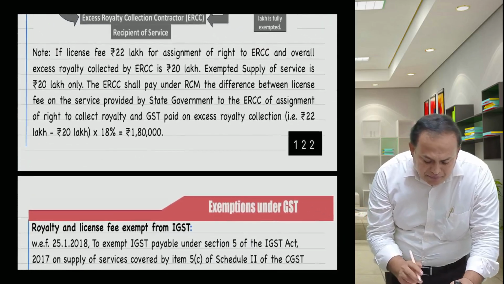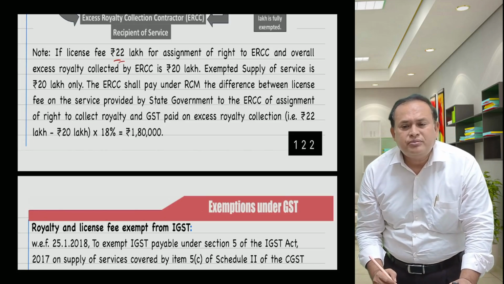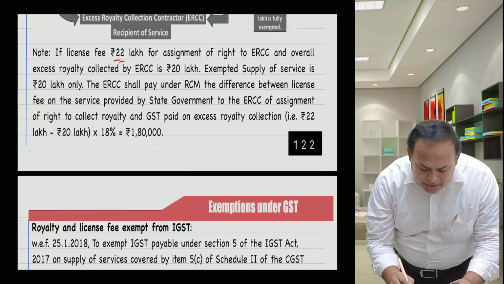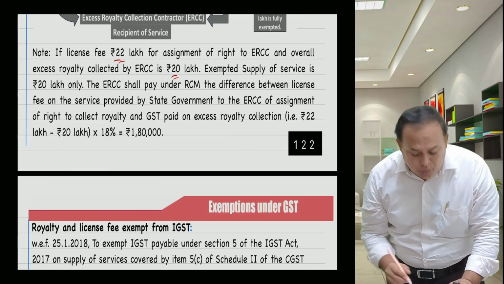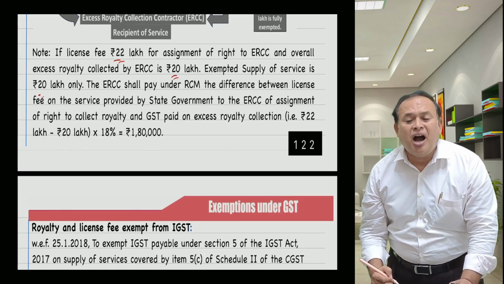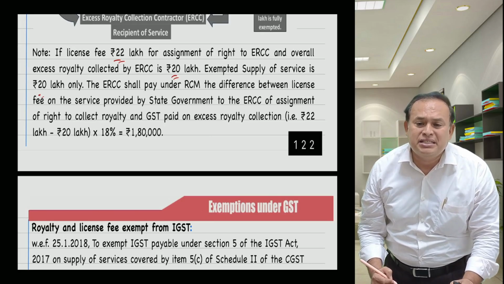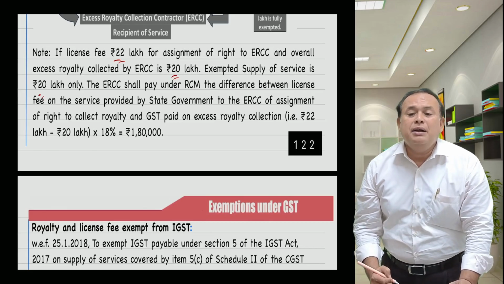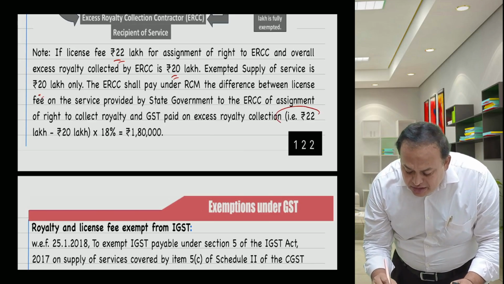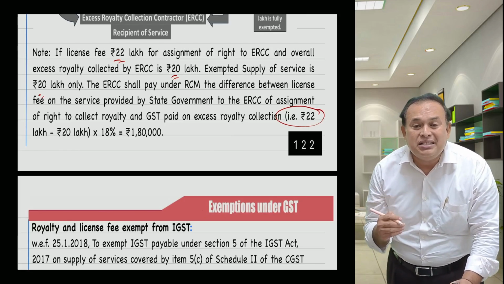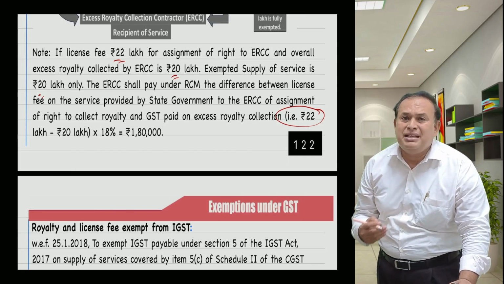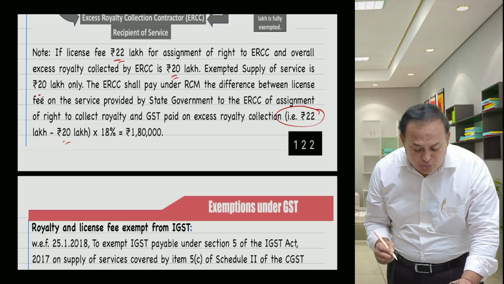Suppose the license fee is 22 lakhs for the assignment of the right to ERCC and the overall excess royalty collected is only 20 lakhs, the exempt supply of services is 20 lakhs only. The ERCC shall pay under RCM the difference between the license fee on the service provided by the state government to ERCC for assignment of the right to collect the royalty and the GST paid on excess royalty collection. How much? 22 lakh rupees license fee less fees collected by ERCC from the license holder in the given example, 20 lakhs. Difference is 2 lakhs. Pay the GST on it.